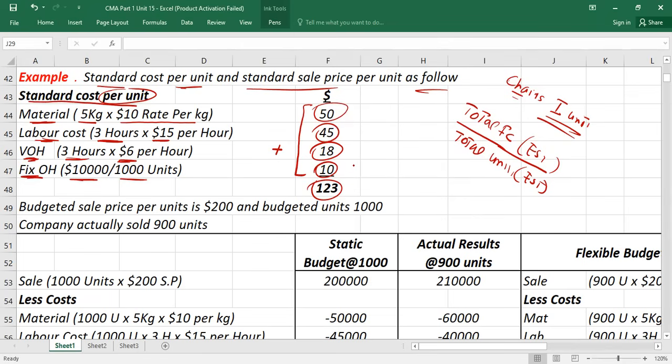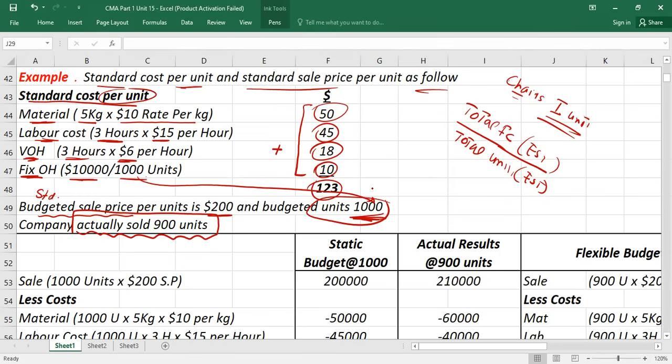Now we have some other data in the question. For example, we have the budgeted sale price, also called the standard sale price per unit, of $200. And the budgeted units are 1,000, as we took here also. Then the company actually sold 900 units. This is the actual activity level. Budgeted activity level is 1,000 units.